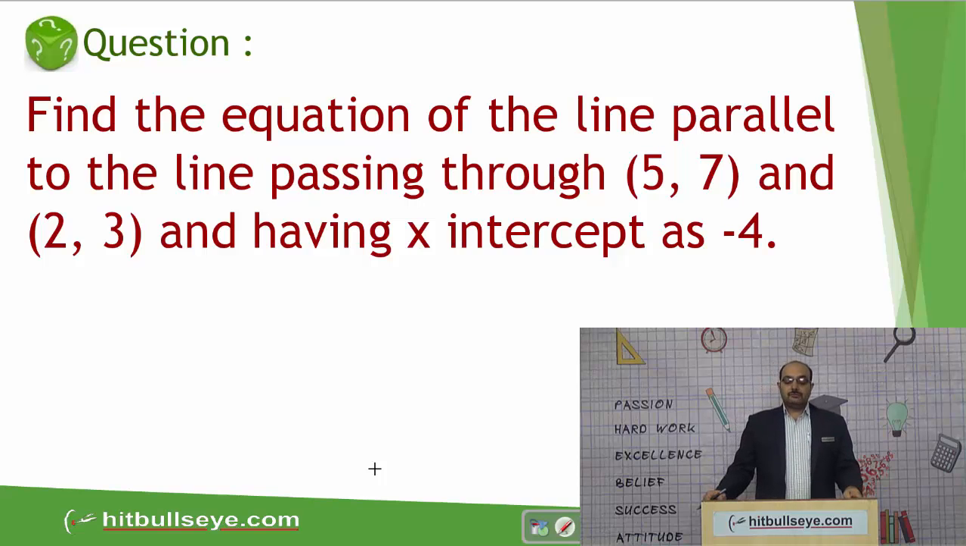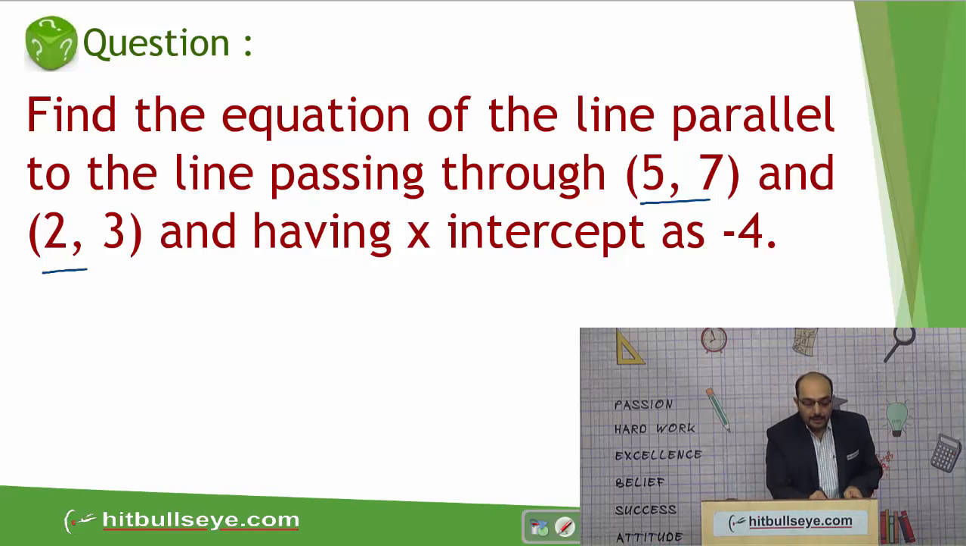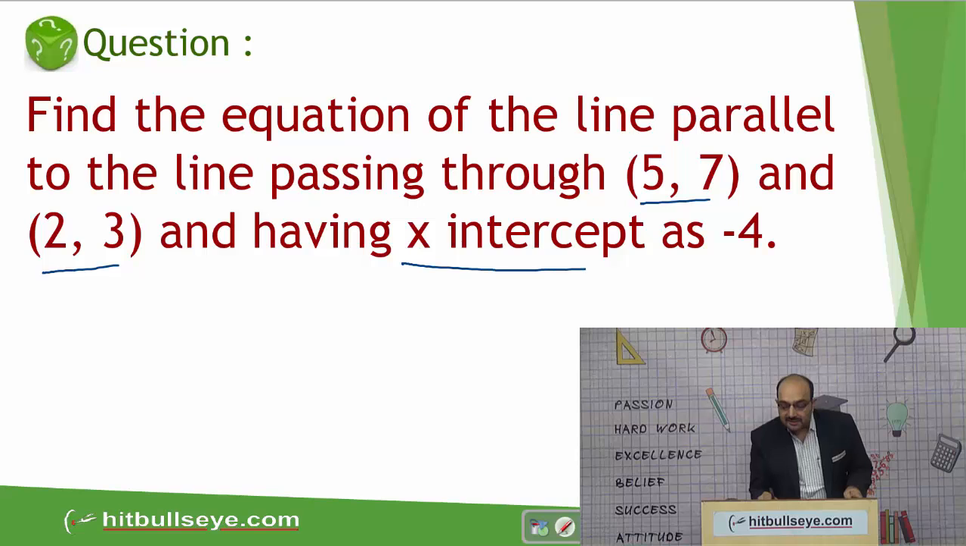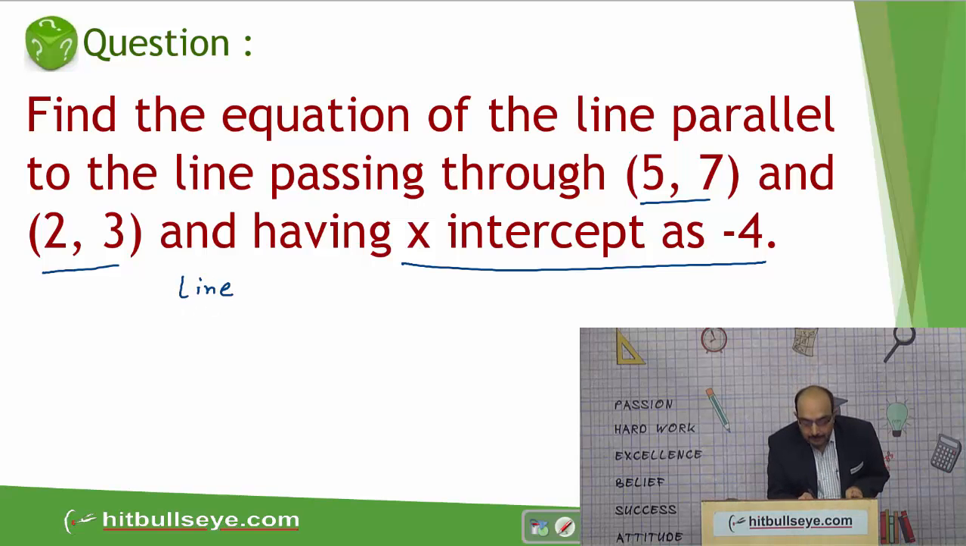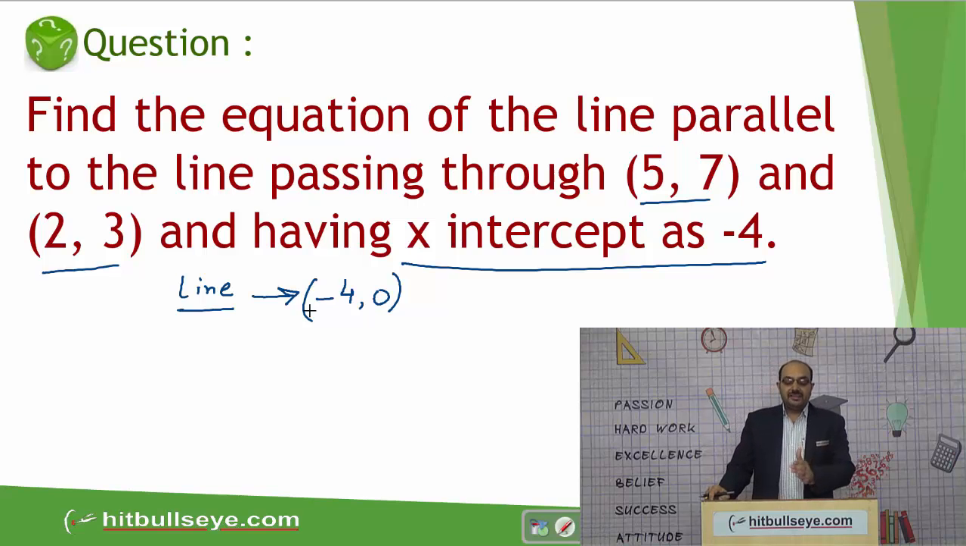Find the equation of a line parallel to the line passing through the points (5, 7) and (2, 3), and having an x-intercept of minus 4. First of all, just observe, this line has an x-intercept of minus 4. It means this line passes through the point (-4, 0), because we have defined intercept as the distance from the origin. So minus 4 units is the distance, which means this particular line will pass through the point (-4, 0). Now, we are given 2 points, (5, 7) and (2, 3), so we'll find the slope.